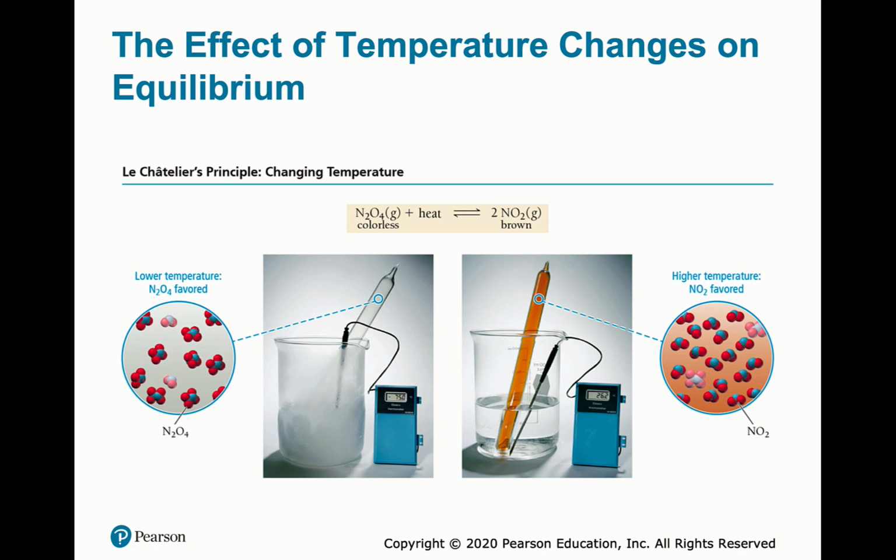All right, Le Chatelier's principle, changing temperature. So adding heat, you will shift to the right, and you can see this with the NO2. It's a brown gas.